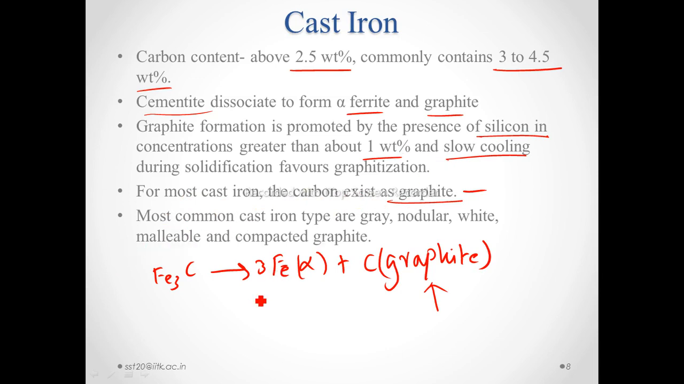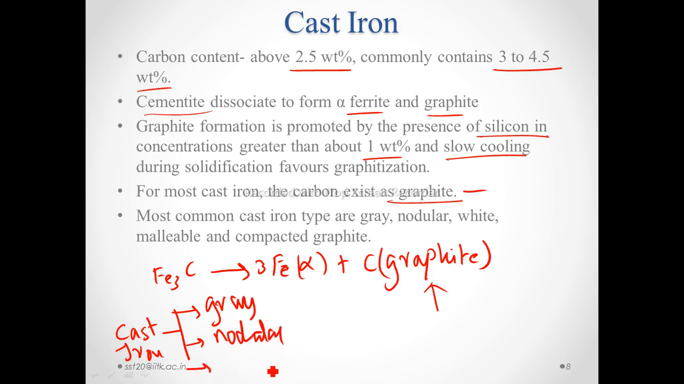And there is a classification present for the cast iron. Different cast irons are present. First of all, grey iron. I will explain each and every type of cast iron. Nodular iron, white iron, malleable iron and compacted graphite iron. This is a small classification of cast iron.